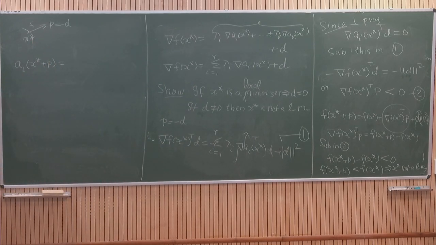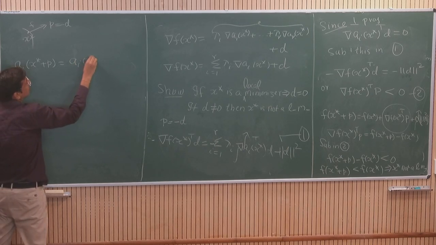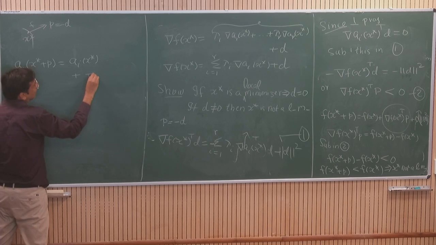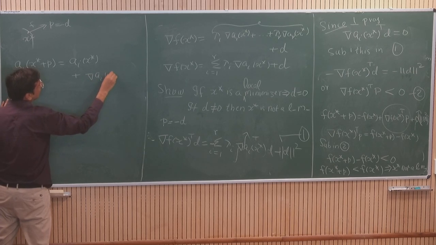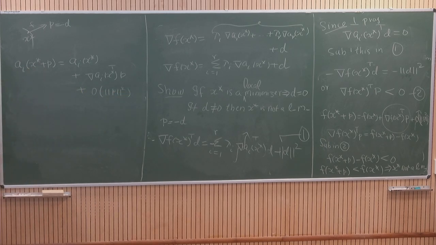So I can do it on any constraint. So I'm writing ai, and this would be ai of x star plus gradient of ai of x star transpose times P plus the higher order terms. Correct? Everybody with me? Now what do we know in this?